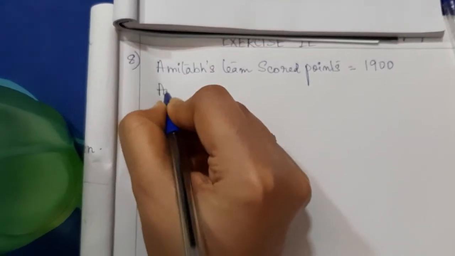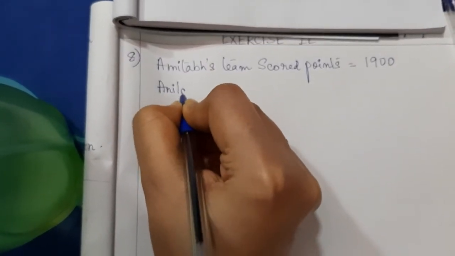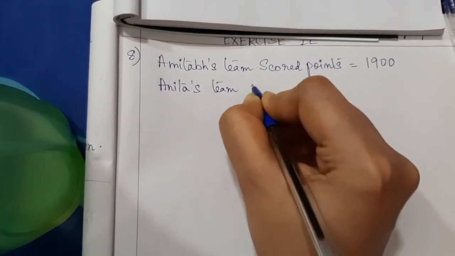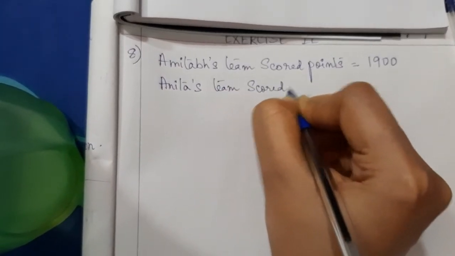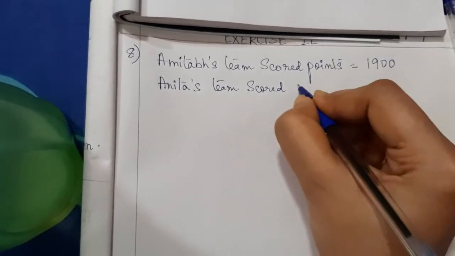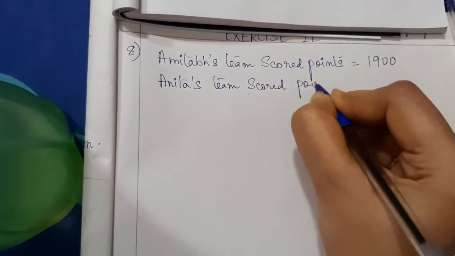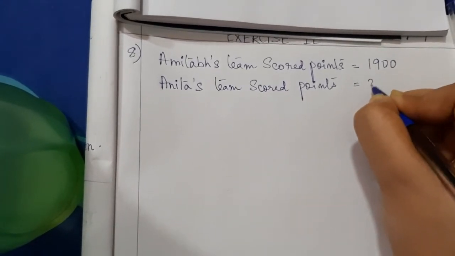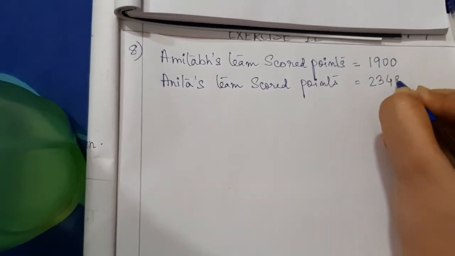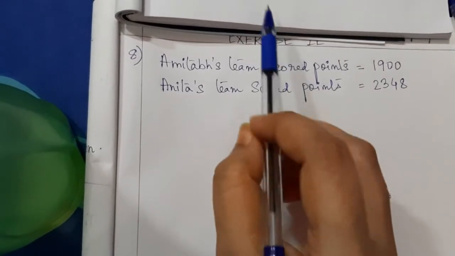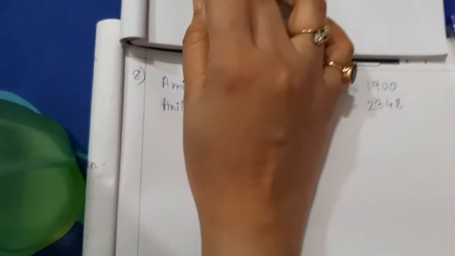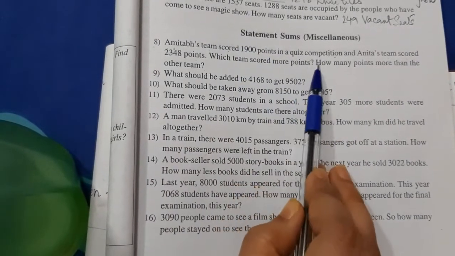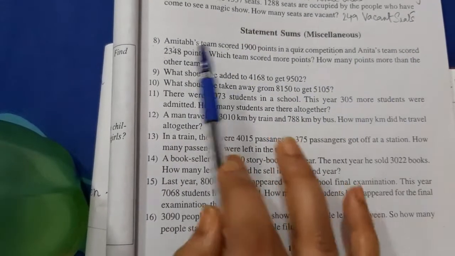Now Anita's team scored 2348 points. So, Anita's team scored points is equal to 2348. Now the question is which team scored more points? How many points more than the other team?